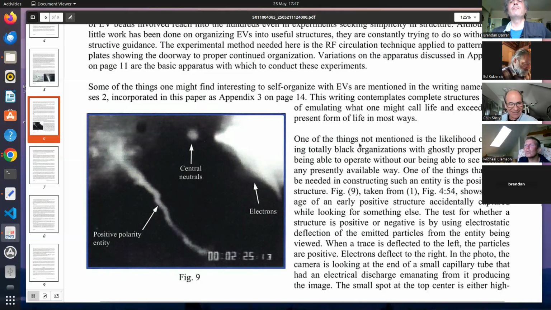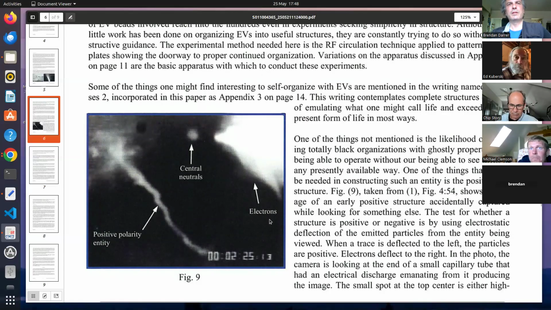One of the things not mentioned is the likelihood of forming totally black organizations with ghostly properties and being able to operate without being able to see them in any presently available way. One of the things that might be needed in constructing such an entity was the EV structure.